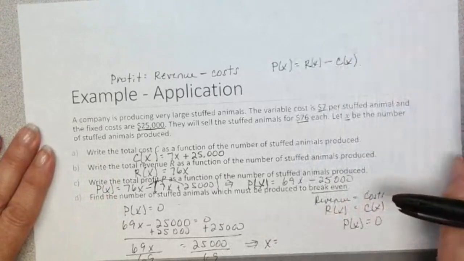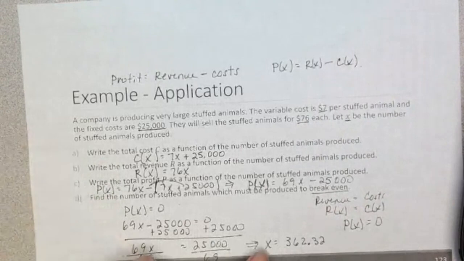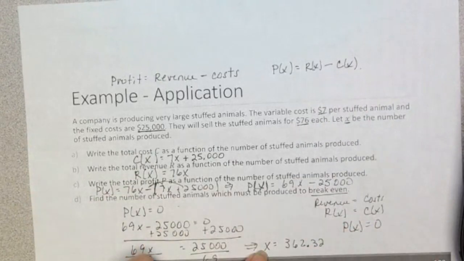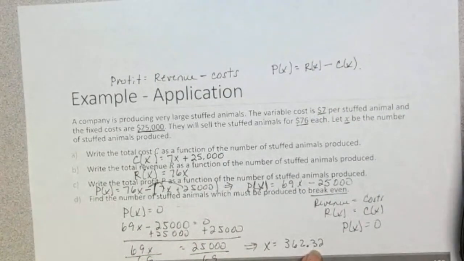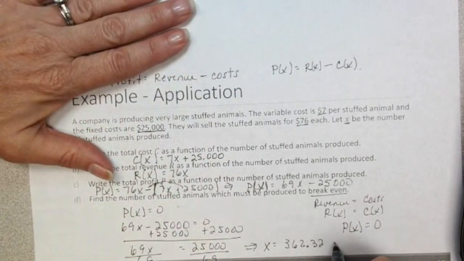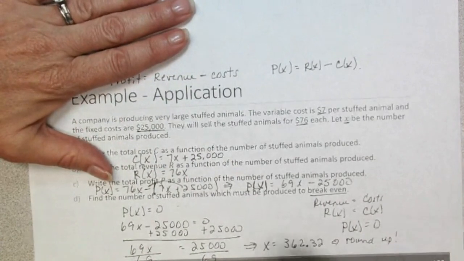So X then equals, let's see what that is, 25,000 divided by 69. It's 362.32. Okay, so that's a nice number, but what does X represent here? It's the number of stuffed animals produced. Can I produce 0.32 of an animal? I don't think so. I'm going to have to go ahead and produce one more animal. So I want to round up here because I can't have a portion of a stuffed animal and sell it. I want to round up. So I want to say that I need to produce 363.